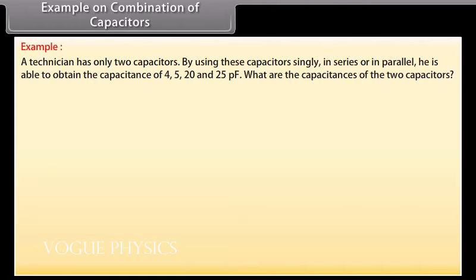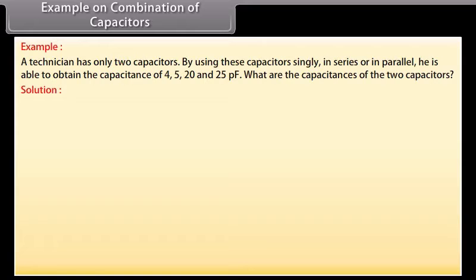Example on combination of capacitors. Let's take an example on combination of capacitors. A technician has only 2 capacitors. By using these capacitors singly, in series or in parallel, he is able to obtain the capacitance of 4, 5, 20 and 25 picofarad. What are the capacitances of the 2 capacitors?